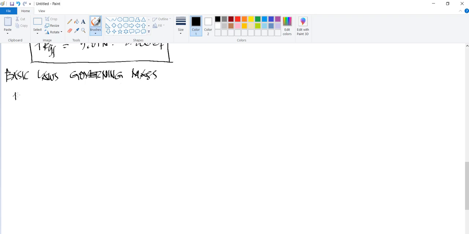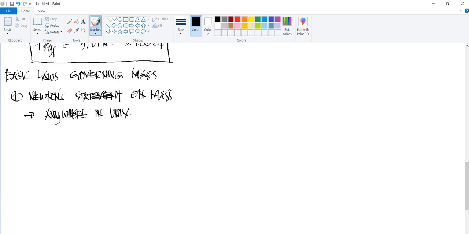We have, one, Newton's statement on mass. His statement was that anywhere in the universe, given mass is constant. Given mass is constant. Okay, so that defines Newton's statement on that one.